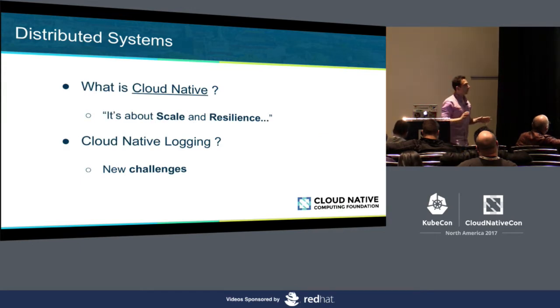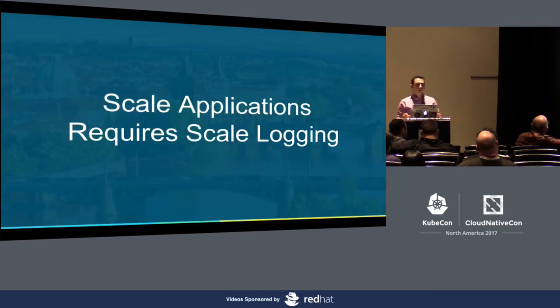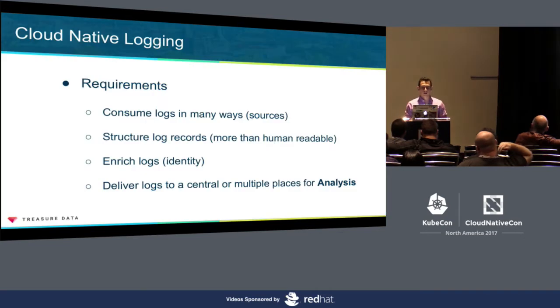So if we jump into the cloud-native space, cloud-native is all about scaling and resiliency. But if we talk about cloud-native logging, we say that this is more complex. A distributed application is one thing, but running a cluster of hundreds of nodes or more is even more complex. So we understand that we have a problem. We don't know yet how to solve it, but a scaled application also requires scaling logging.